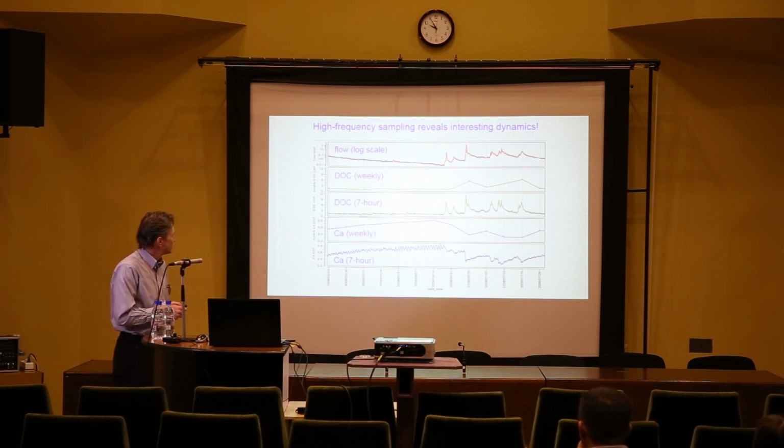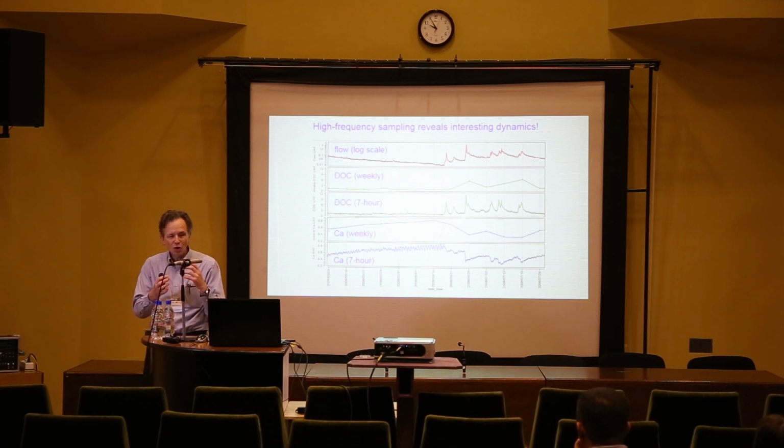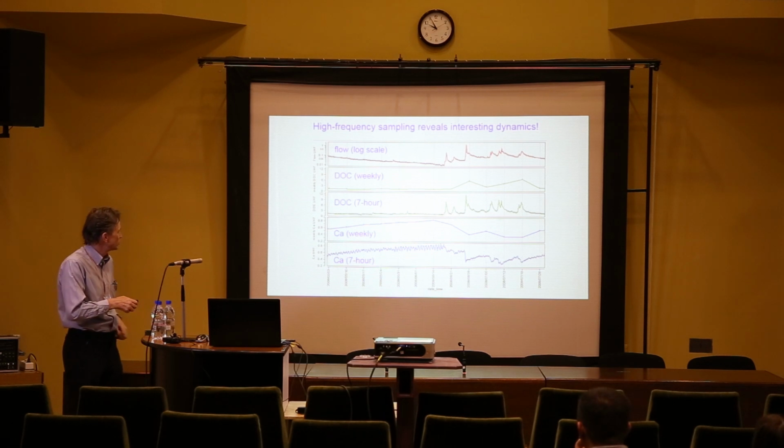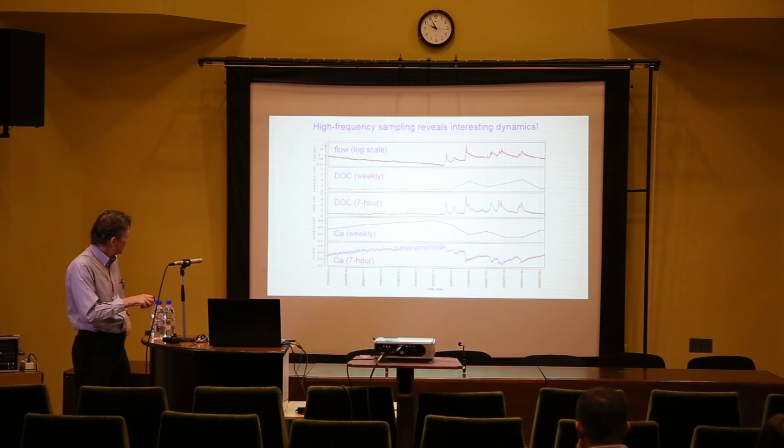Now, sampling every 7 hours shows us all kinds of behavior that we would never see if we simply took a sample every week. So here, for example, that's a piece of the streamflow hydrograph. Here's what you measure in dissolved organic carbon if you sample every week. And here's what you measure in dissolved organic carbon if you sample every 7 hours. And you can see that the organic carbon is closely linked to the stream flow itself, but you would almost not see this at all in the weekly sampling.